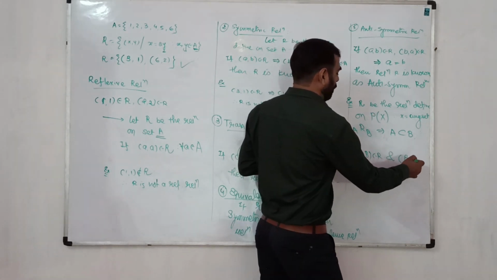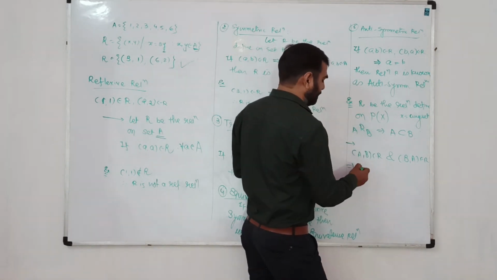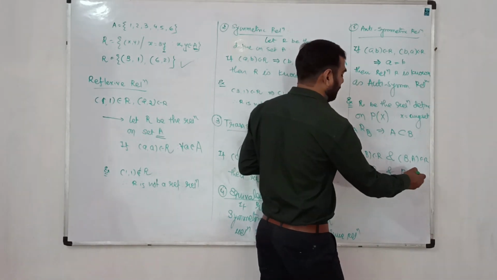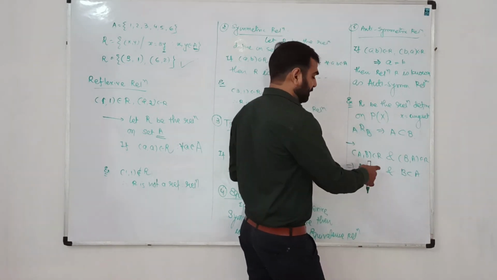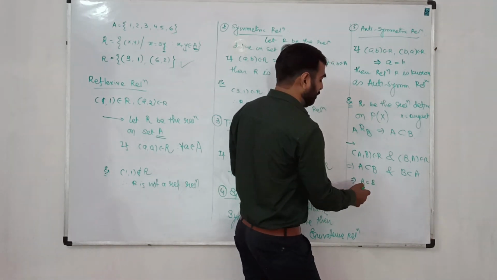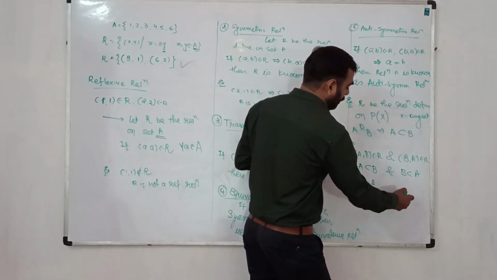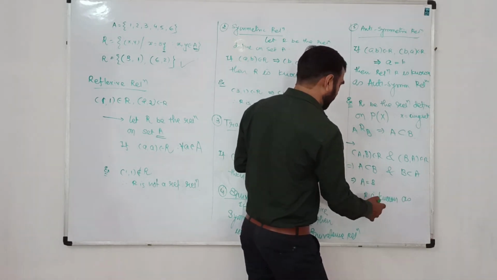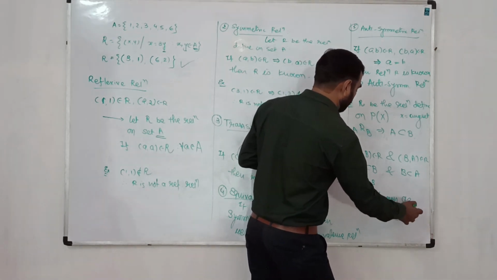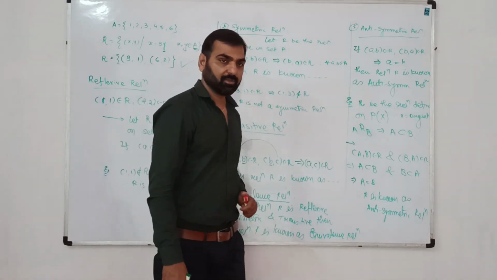and BA belongs to R. What is the relation between A and B? A is a subset of B, and BA means B is a subset of A. A is a subset of B, B is a subset of A. So we can say that A is equal to B. Therefore R is known as an anti-symmetric relation.